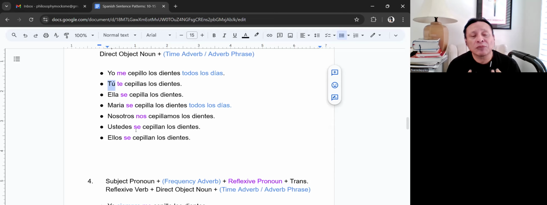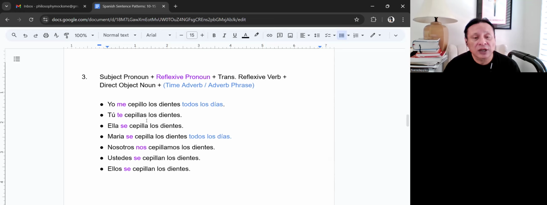Nosotros nos cepillamos los dientes. Again, I'm reminding you that you're conjugating the verb as if it's a regular verb. You still have to conjugate it for the present, the past, and for the subject. Here's nosotros. Ustedes se cepillan los dientes. You guys brush your teeth. Ellos se cepillan los dientes. They brush their teeth. That's the pattern. Easy peasy, transitive verb.